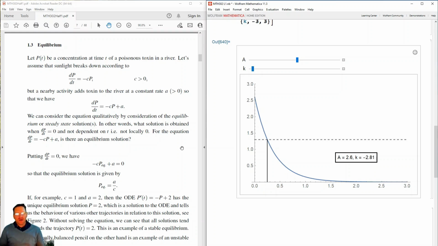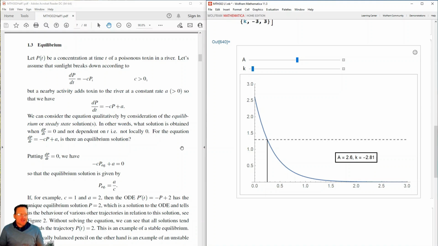We can consider the equation qualitatively, right? That is, without solving this first, we can know something about it by consideration of the equilibrium or steady state solution or solutions, because there could be multiple. In other words, what solution is obtained when we have a zero rate of change? That's not dependent on t. So in other words, not locally. And I'll show you an example of that soon, of the distinction.